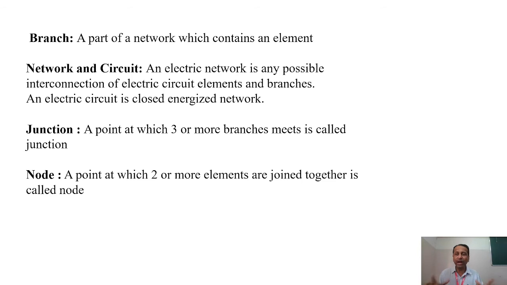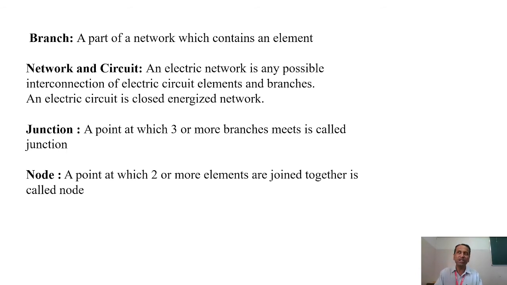Branch. What is a branch for a network? A part of a network which contains an element is called a branch. Network and circuit: what are they? An electrical network is any possible interconnection of electric circuit elements and branches. An electrical circuit is a closed energized network.